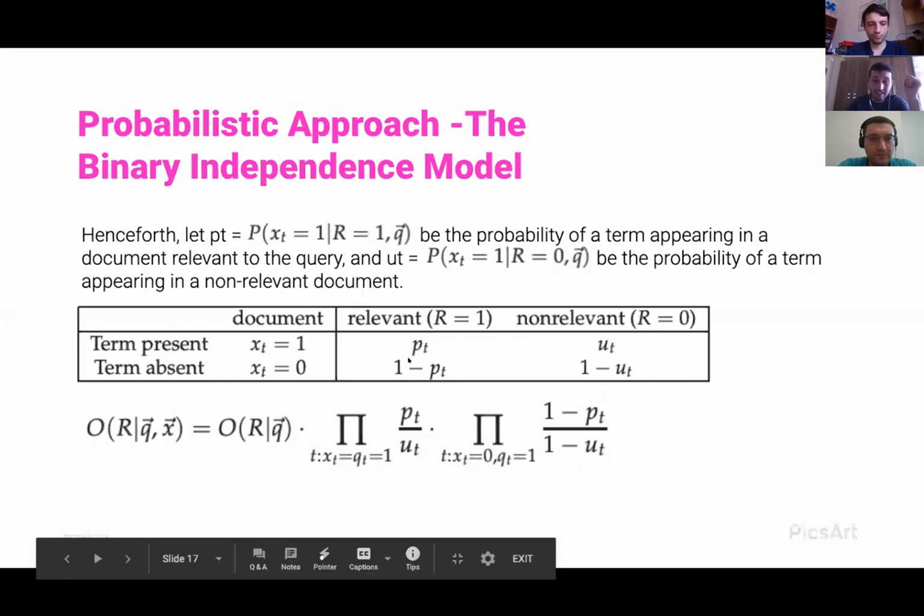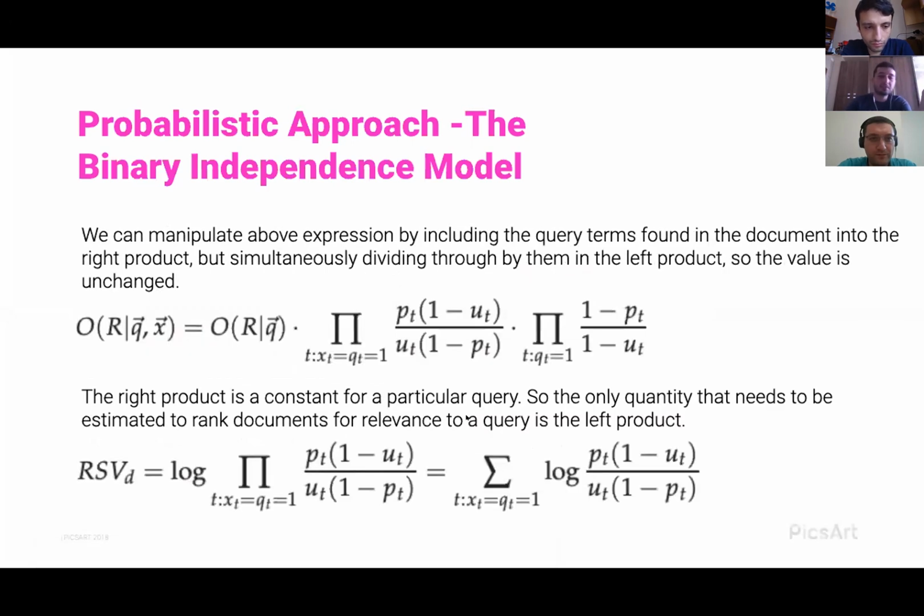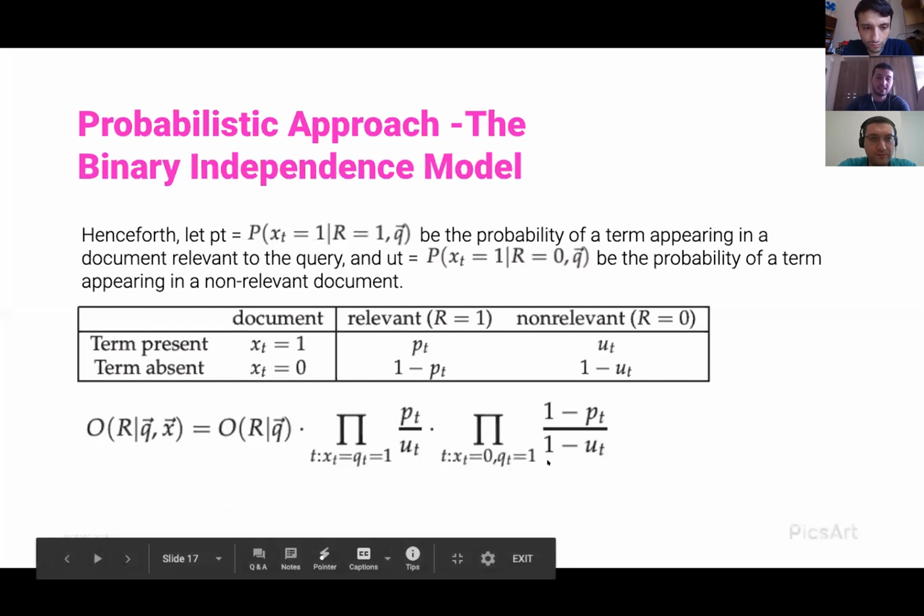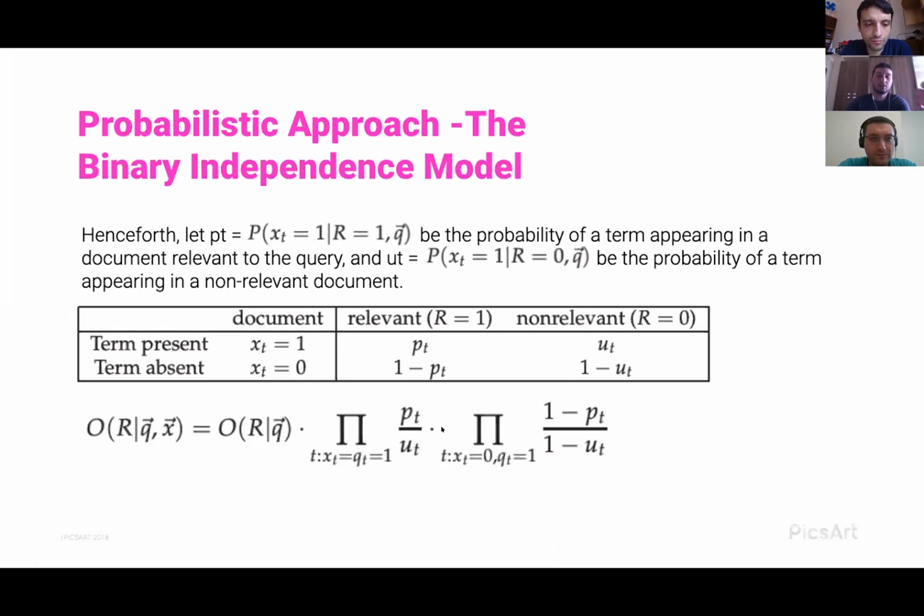So we get the same expression rewritten here, and we do some trick here. As you see, what does it say? It says we multiply over all terms in the query that occur in the query, and over all terms that do not occur in the document. And the same here, but we multiply over all terms that occur in the document. So we make a trick and include here all terms that also occur in this product. We can do that, we just multiply by that.